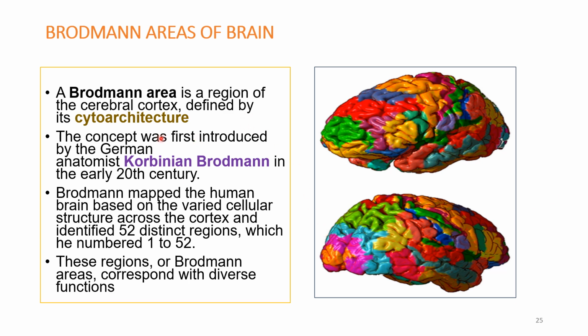Here come the Brodmann areas of the brain. A Brodmann area is a region of the cerebral cortex defined by its cytoarchitecture. This concept was introduced by the German anatomist Korbinian Brodmann in the early 20th century. Brodmann mapped the human brain based on the varied cellular structure across the cortex, and he identified 52 distinct regions and numbered them 1 to 52. These regions, or Brodmann areas, correspond with diverse functions.